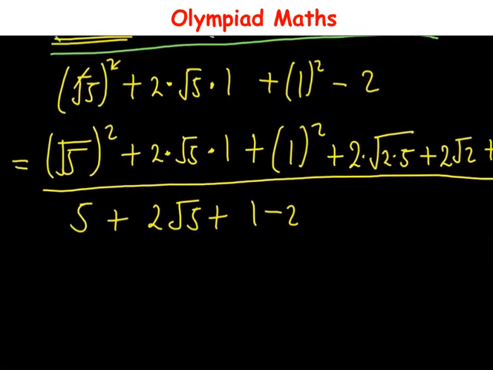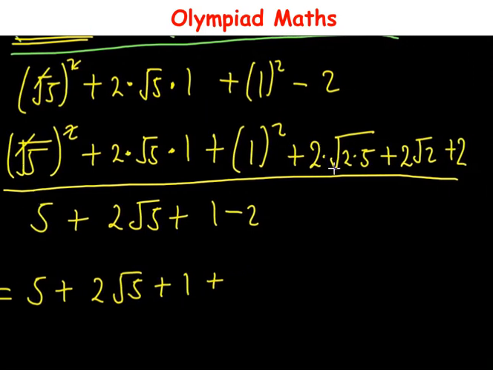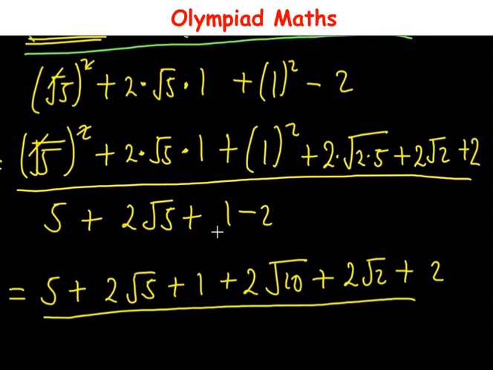From here, this is simply equal to square, we cancel square root, we have 5 plus 2 times root 5 times 1 is 2 root 5, plus 1 squared is 1, plus right here, 2 times root 2 times 5 is simply 2 root 10, plus 2 root 2, plus 2. All of this is divided by 5 plus 1 is 6 minus 2. That will give us 4 plus 2 root 5.